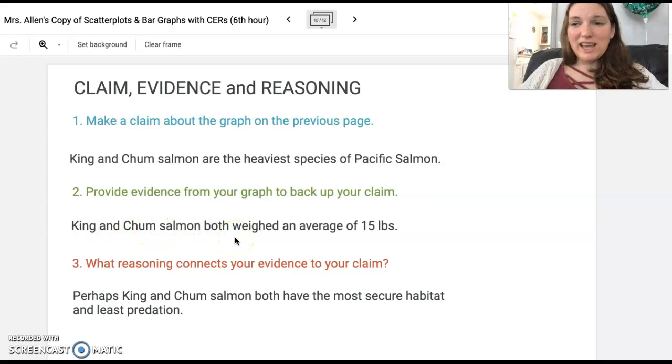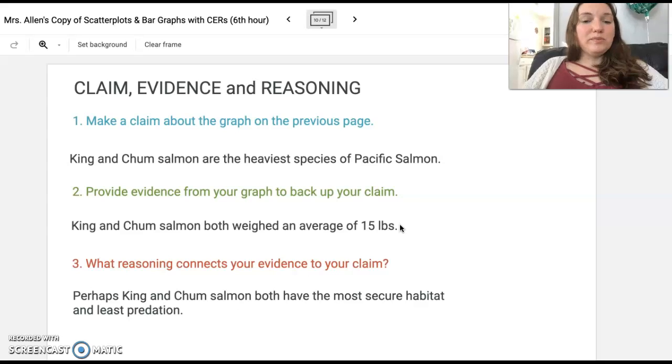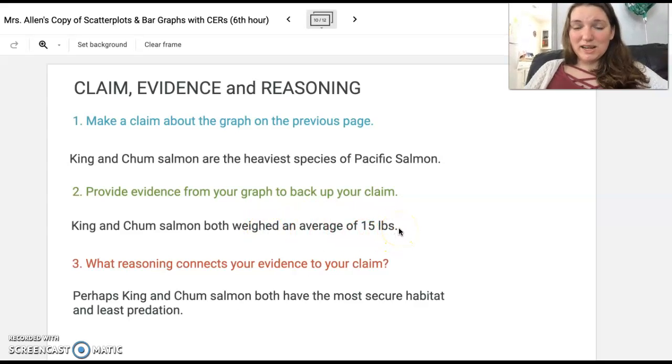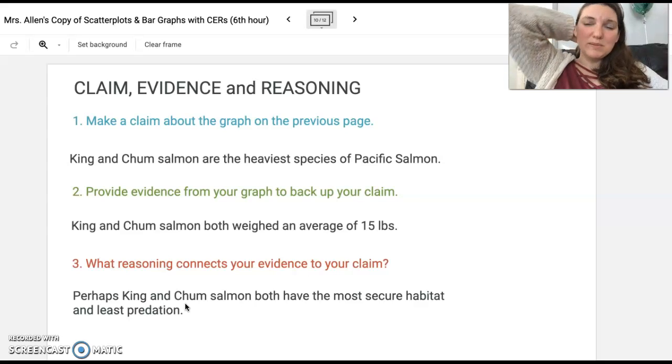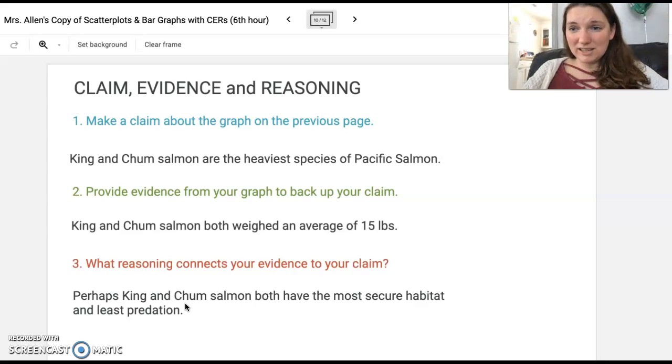So they both weighed an average of 15 pounds. Okay, that's my evidence. It's a number from the graph that's backing up what I'm saying. You could even connect that to expand and say, they both weighed an average of 15 pounds, whereas, that's a good comparison word, whereas the other species of salmon ranged from 5 to 12 pounds, okay? That'd be good evidence there. And then the reasoning is going to connect your claim and evidence to some broader scientific knowledge.